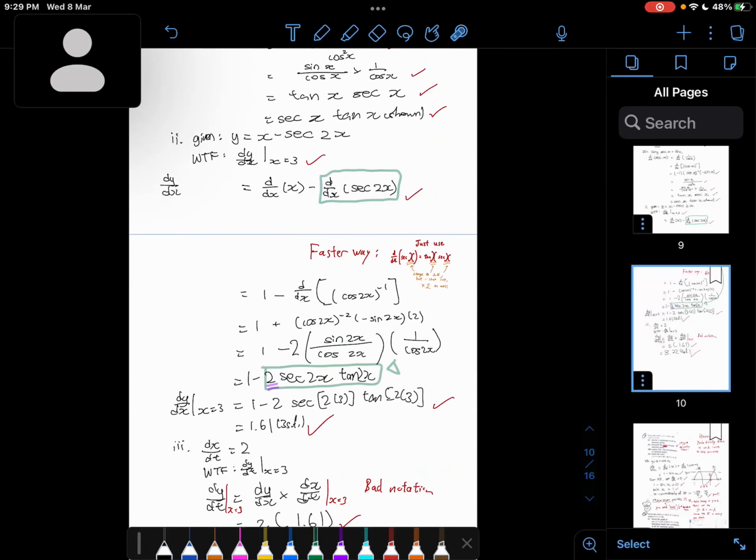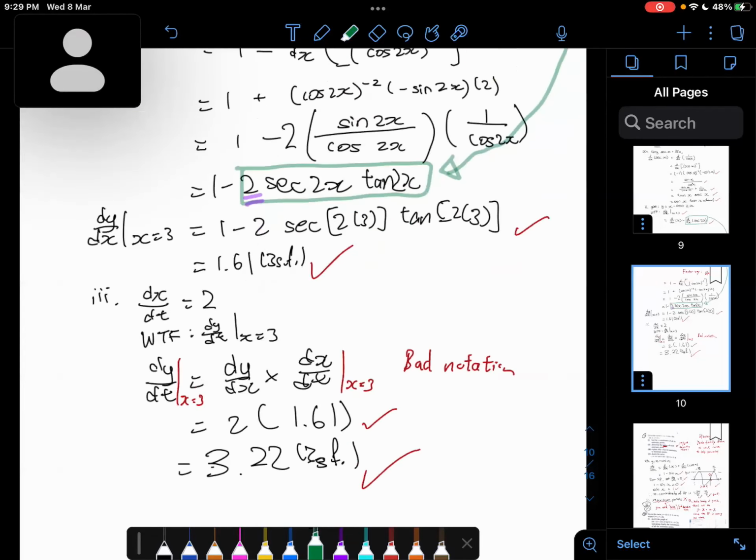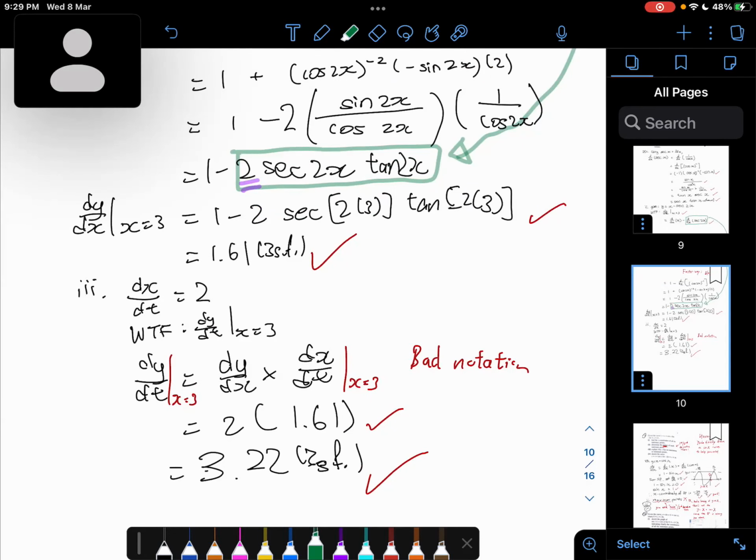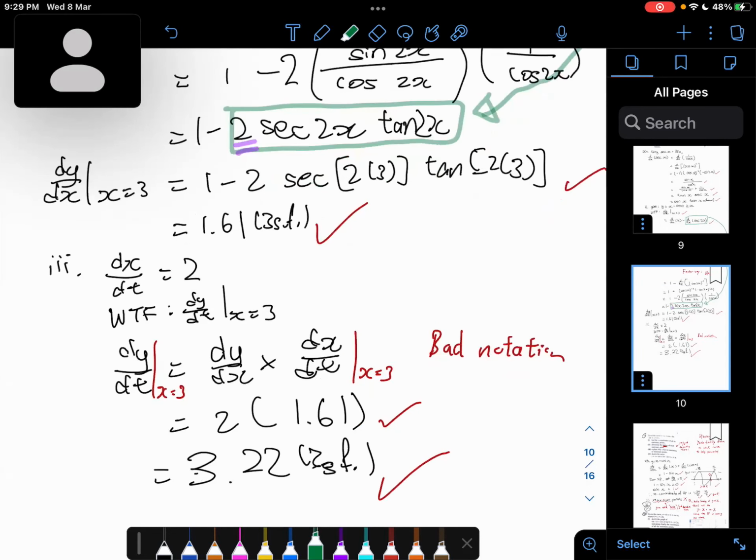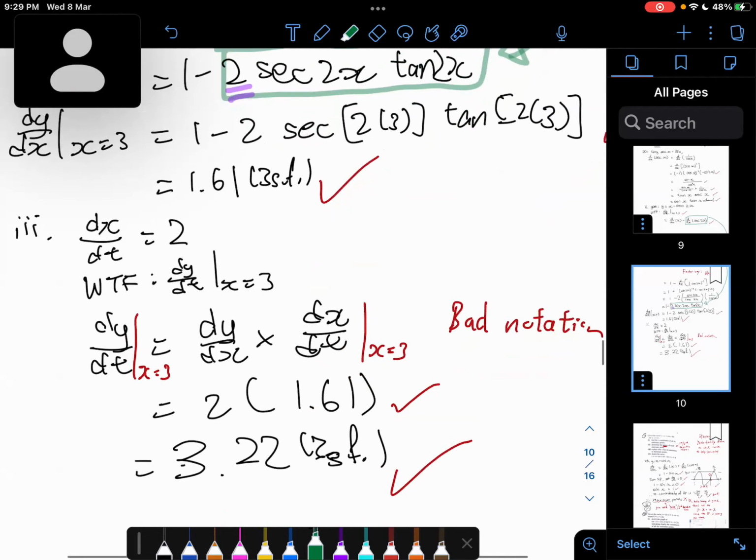The arrow disappeared. Okay, you get the idea, right? You can jump straight from here to there. Good. Then you substitute x equal to 3, you get the answer. The rate of change question, quite simple. Just take note of your notation. When you never put the vertical line, it cannot be equal to a number. It's still an expression in terms of x. To be technically correct, you should put vertical line x equal to 3.